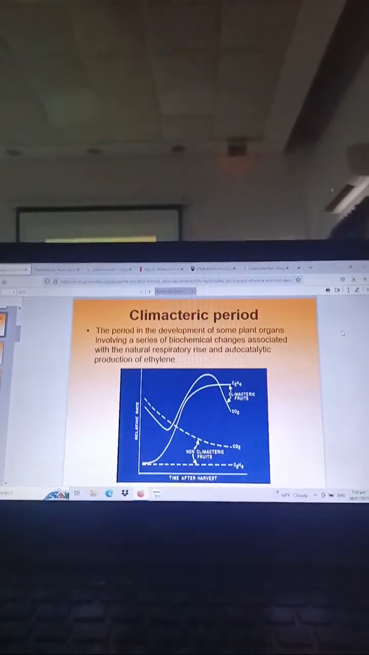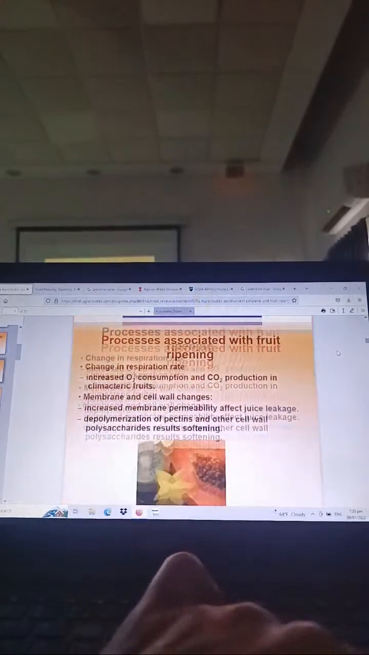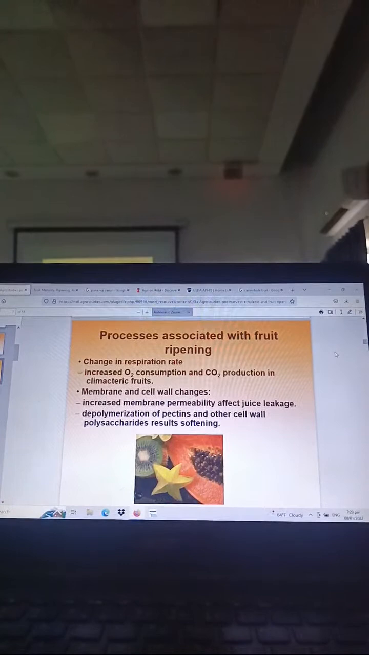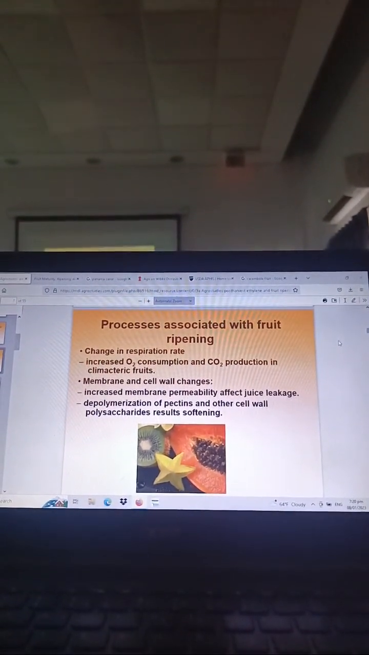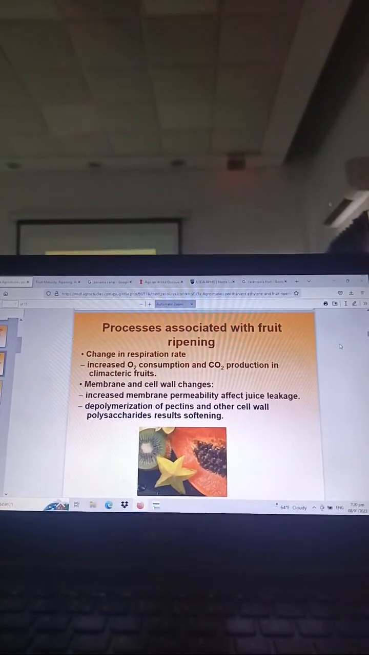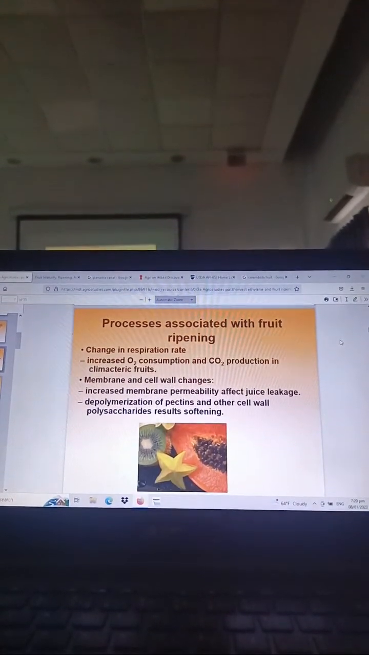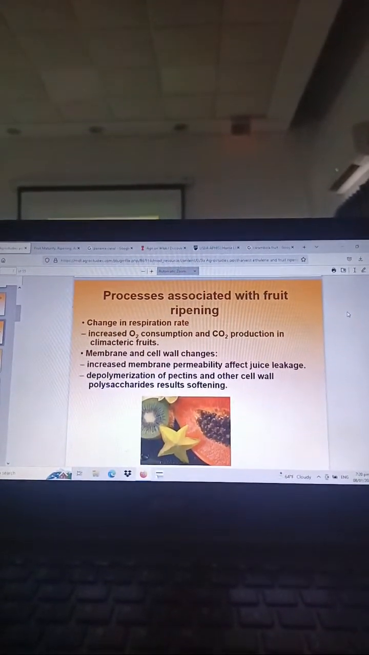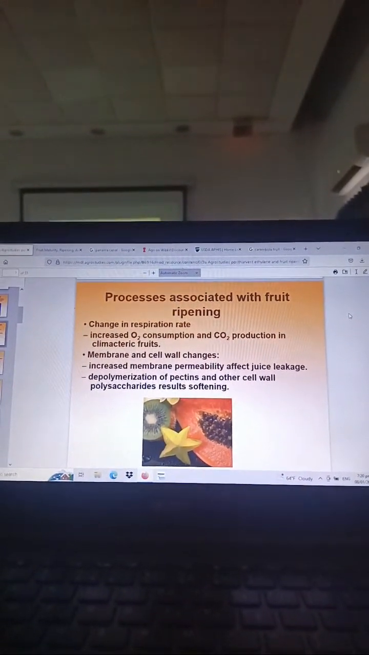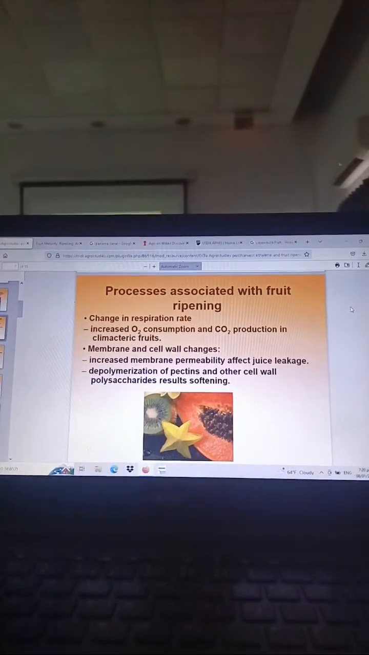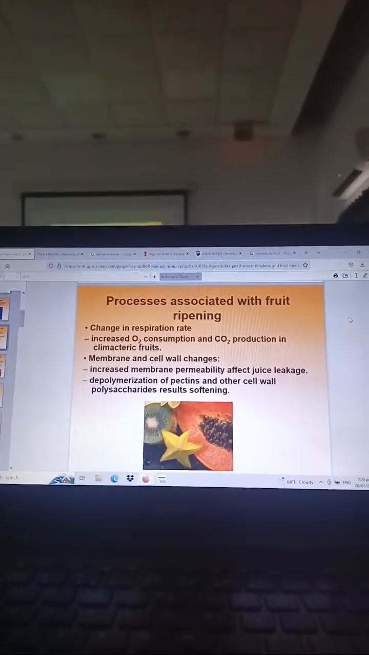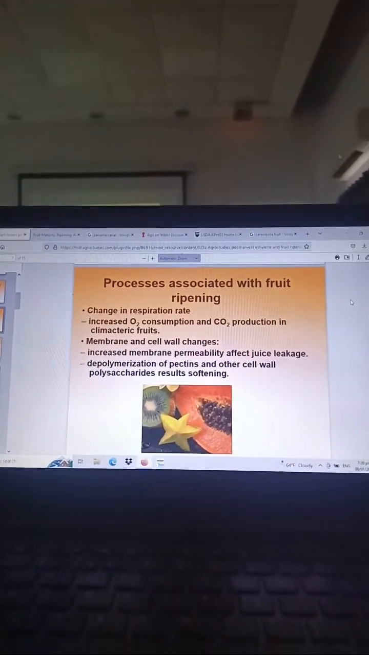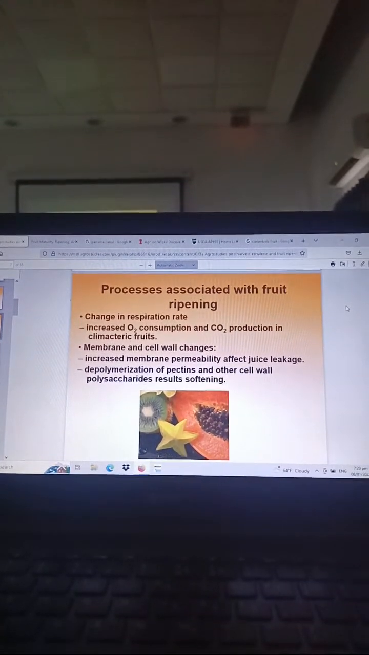Usually in climacteric fruit, respiration increases oxygen consumption and CO2 production. Membrane and cell wall changes: increased membrane permeability and ion leakage. Okay, depolymerization of pectins and other cell wall components results in softening. The food becomes softened. All these things are chemistry. You need to know more chemistry, biochemistry, to understand all the processes going on here.